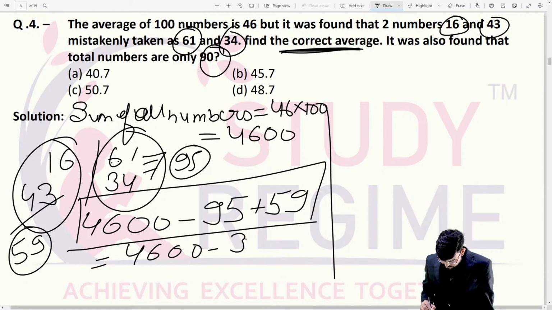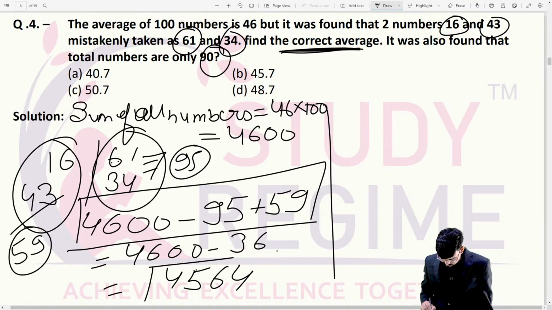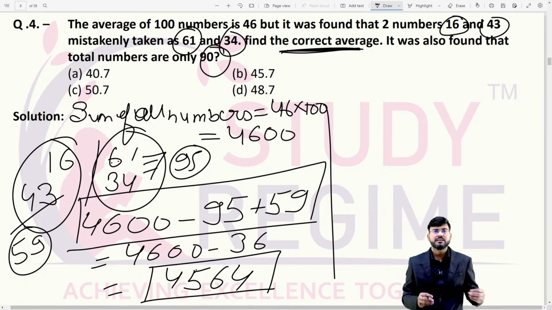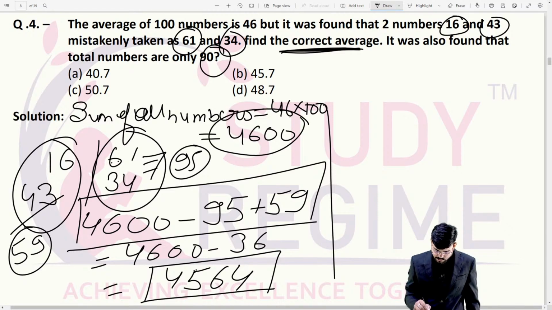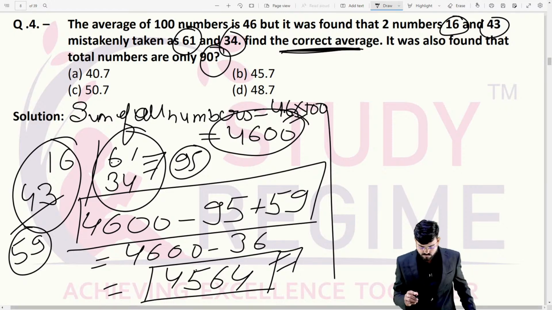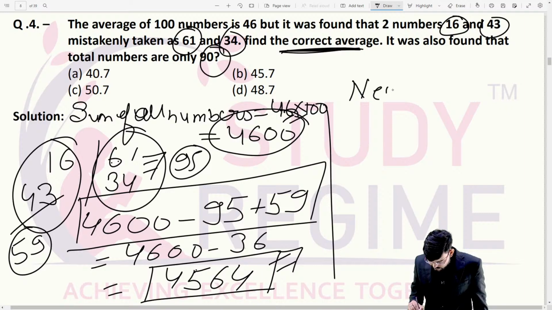4600 minus 36, you will get 4564. Now this is the new sum of all the numbers after the correction. Clear? This was the sum without correction and this was the sum after correction. I have just deleted the number 95 because they were wrongly taken, and I have just added 59 because it is the correct number. Clear? Now I will find the new average.